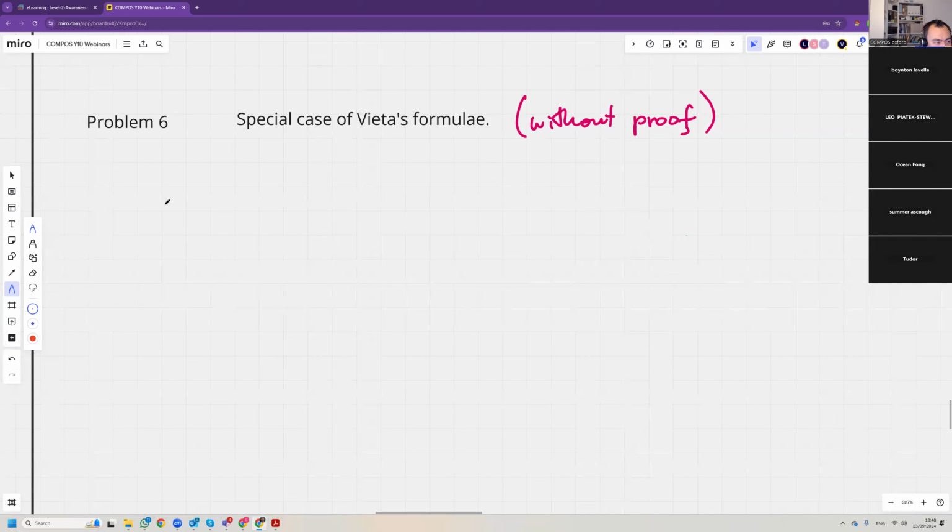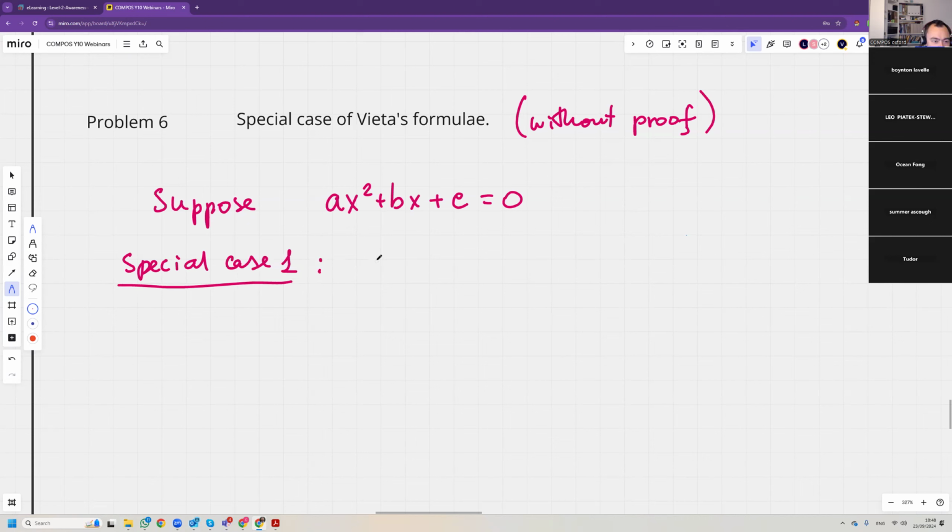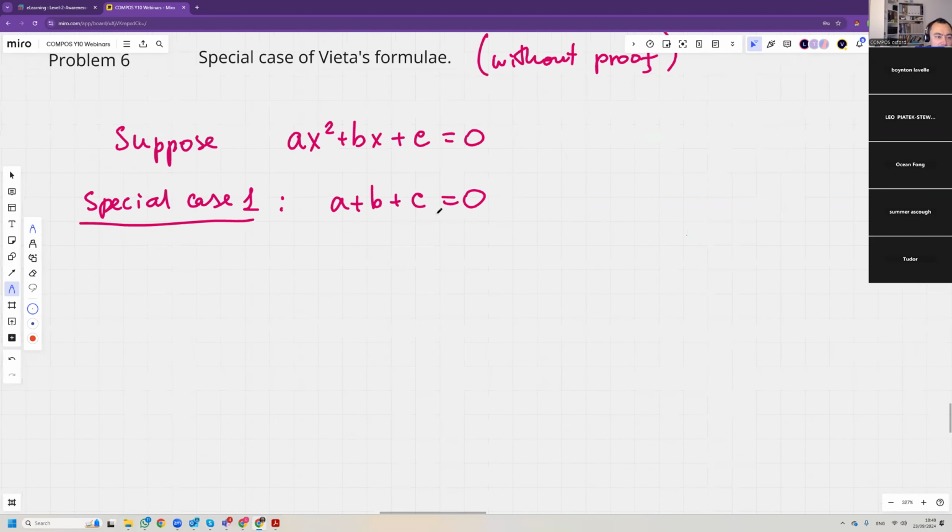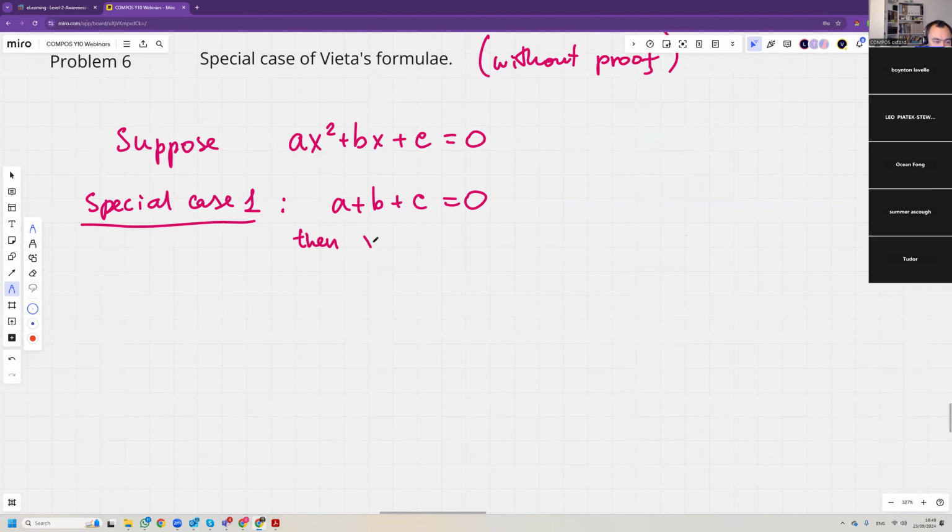So suppose ax squared plus bx plus c equals 0. Special case 1 is when a plus b plus c equals 0. Then x1 is 1 and x2 is c over a, sorry.